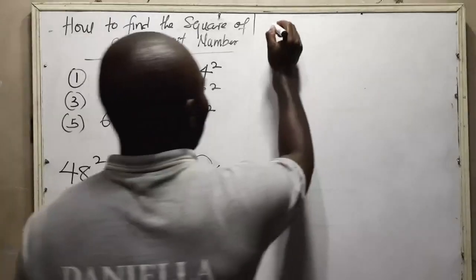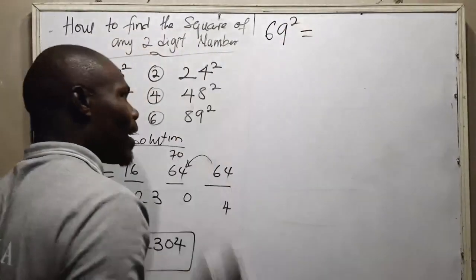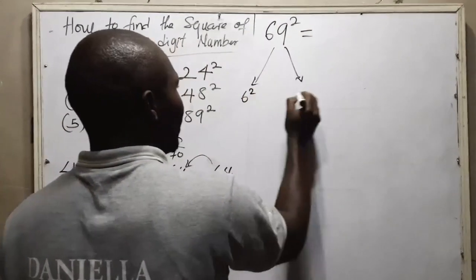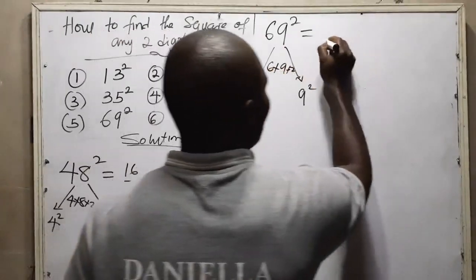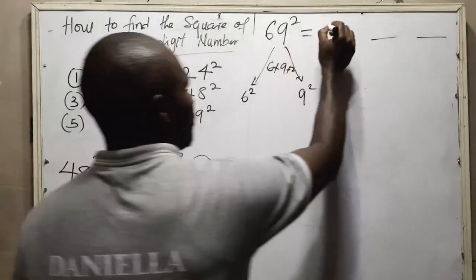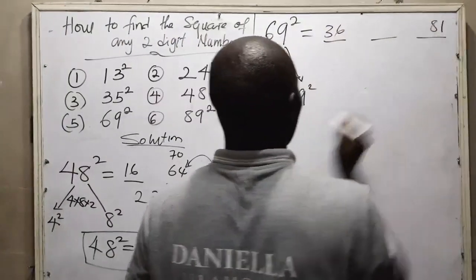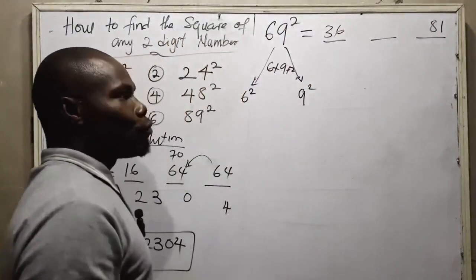Let's go to 69. 69 squared. So in 69 squared, as I've said earlier, it is 6 squared, 9 squared, 6 times 9 times 2. Let's split it into 3. So therefore, 6 squared gives you 36. 9 squared gives you 81. 6 times 9 is 54. 54 times 2 is 108.